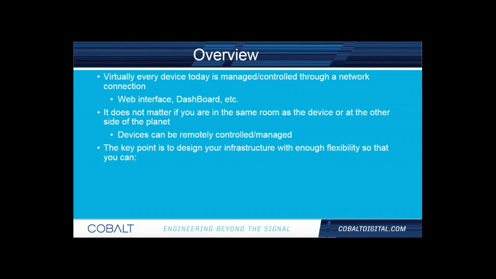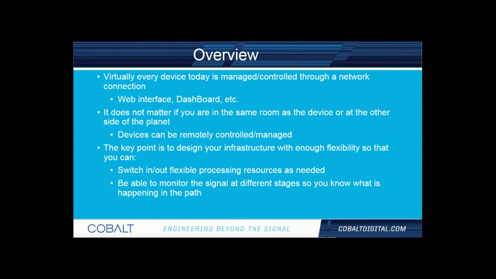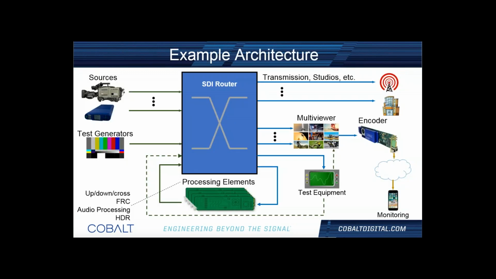The key point that we are making in this presentation is that you couple that and design your infrastructure with enough flexibility so that you can switch in and out flexible processing resources as needed, and be able to monitor the signal at different stages so you know what's happening. So you have resources that you can switch in and out, and you have things that allow you to see what's going on everywhere in the path. And we're going to show you how to do that. And that is this next diagram. I didn't animate it because I want to show you everything at once.